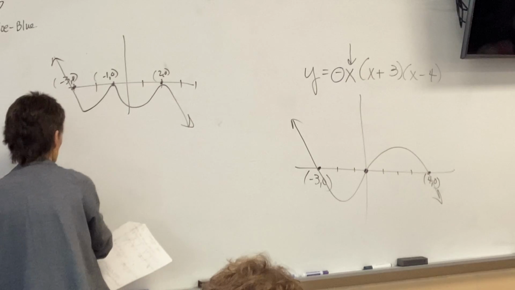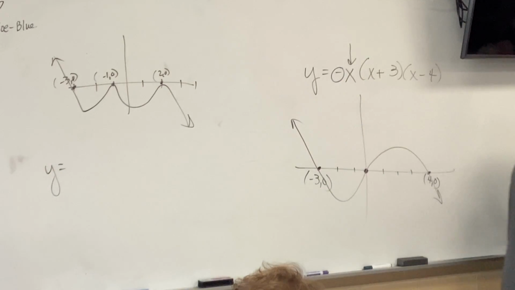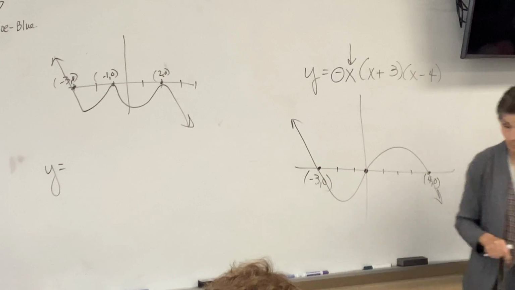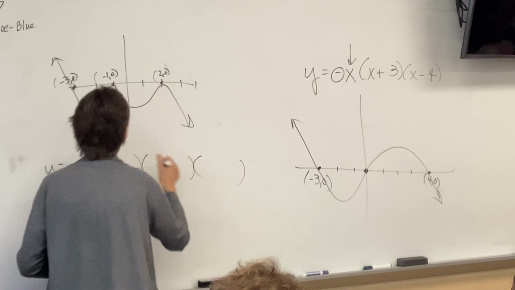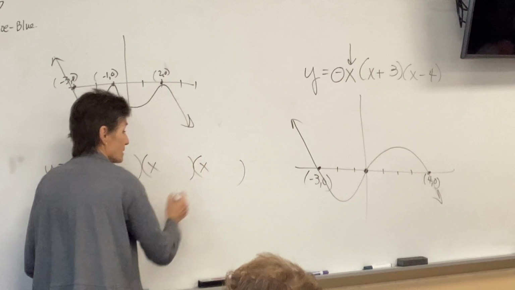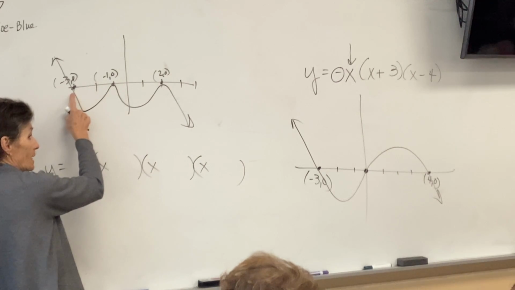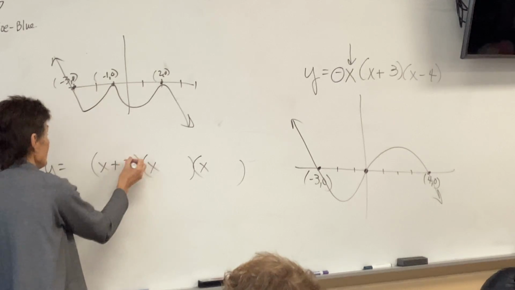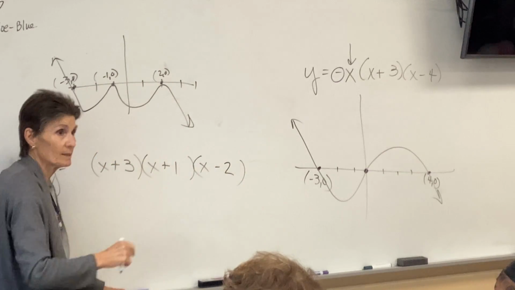Your job is to write the equation of this function. So what do you do first? Take the points and put them in. Write down your parentheses. And since I see 1, 2, 3 dots, I'm gonna have 1, 2, 3 X's in the problem. And what are those parentheses going to be? X plus 3, X plus 1, X minus 2. Everybody okay with that?